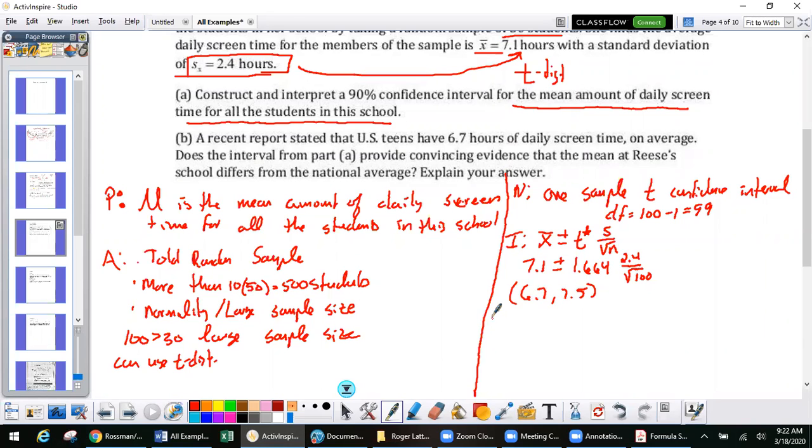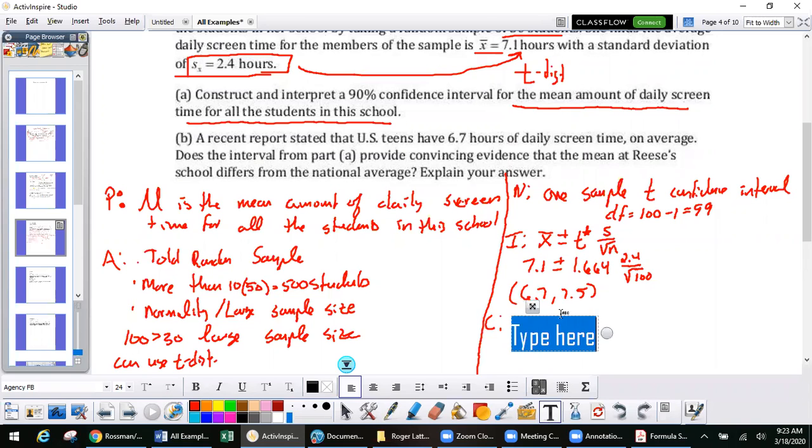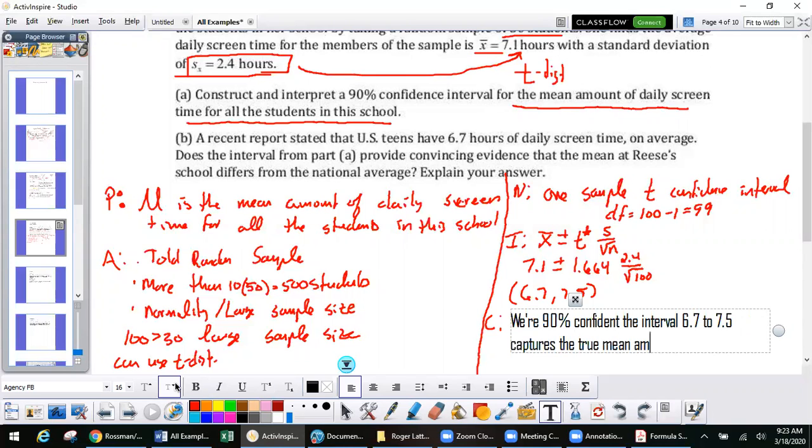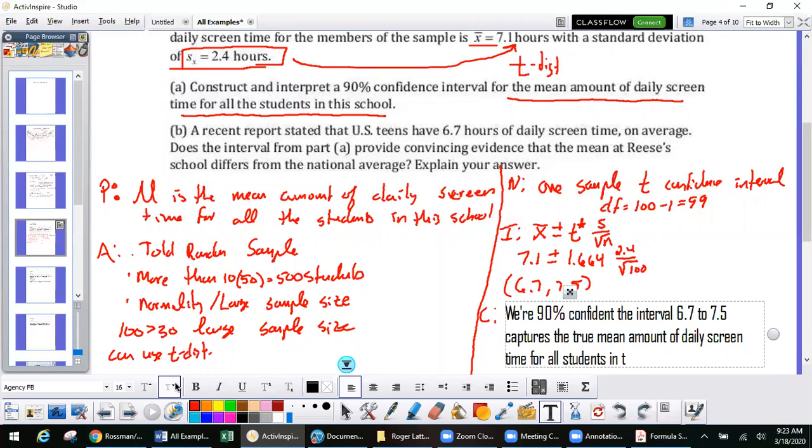Okay, and now what do we come back for our conclusion? So now we do the same thing just like before. We're 90% confident. The interval 6.7 to 7.5 captures the true mean amount of daily screen time for all students in this school. And there we go.